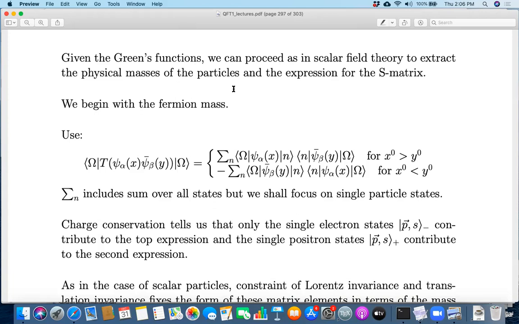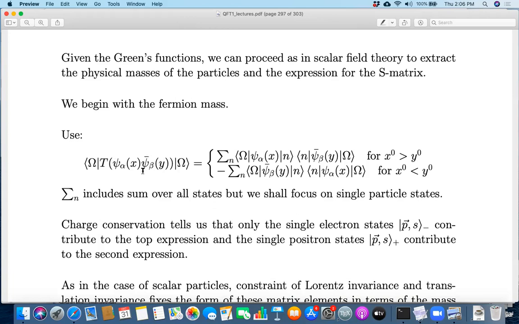So there are a few differences which I'll mention, even though I'll not try to go through the detailed derivation of those differences. So let's begin with the fermion mass. How do you calculate the fermion mass given these Green's functions? For this, we again proceed as in scalar field theory. We start with the two-point function. So the two-point function of psi alpha of x, psi bar beta of y.